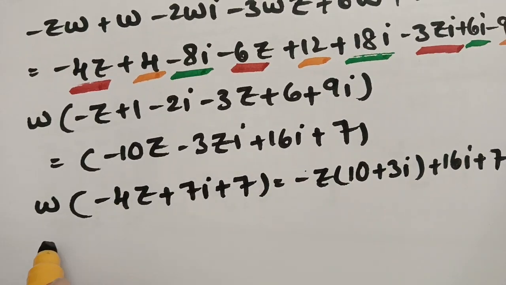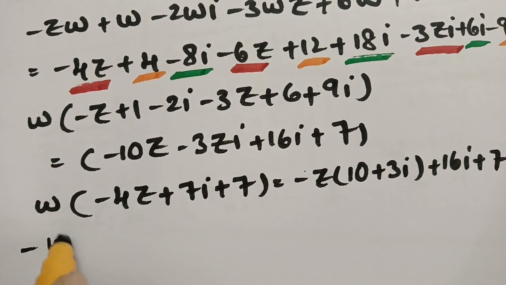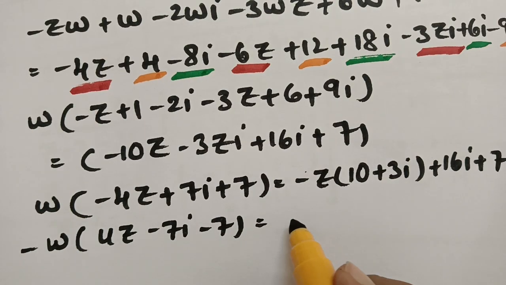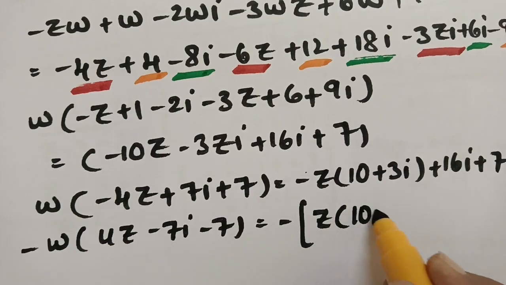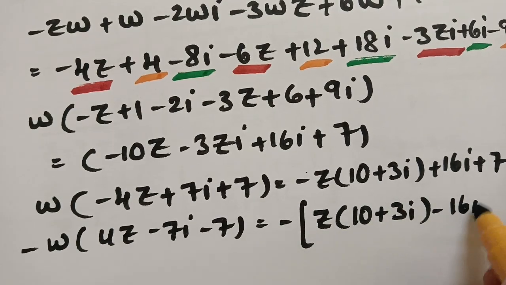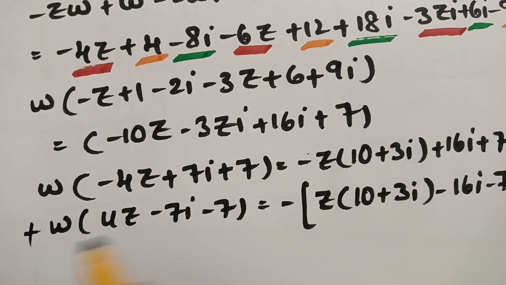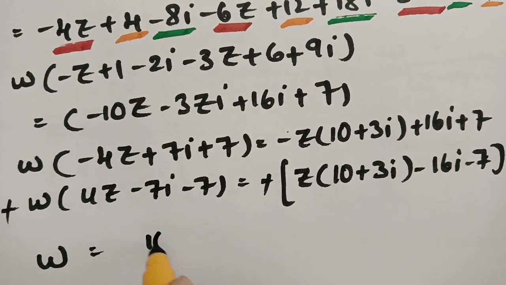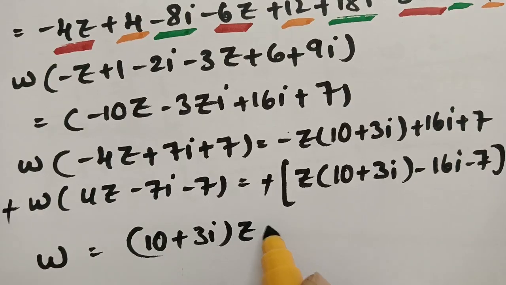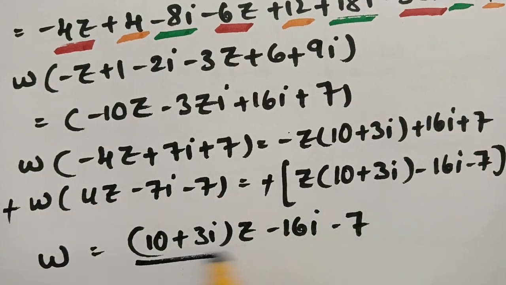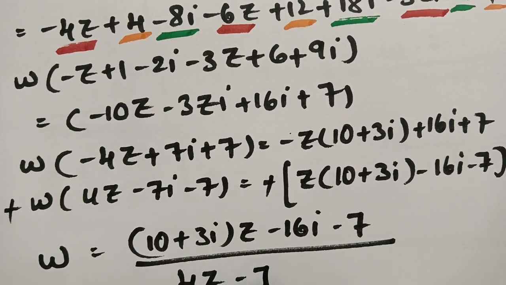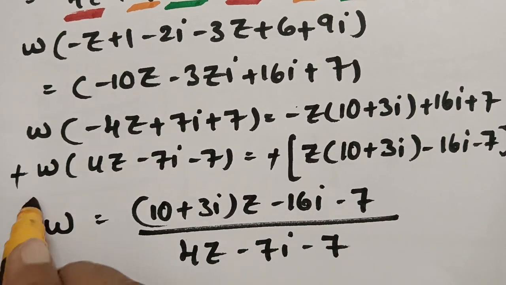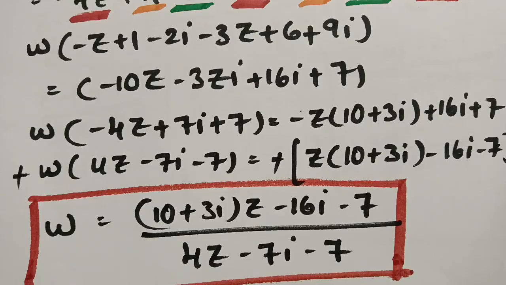If I take minus common from both sides and send to the other side, this will be 4z minus 7i minus 7, and this value, if I take minus common, will be z times of 10 plus 3i minus 16i minus 7 minus 7. So if I cancel this minus on both sides, w is going to become 10 plus 3i into z minus 16i minus 7 divided by 4z minus 7i minus 7. So this is our w value after substituting in the bilinear transformation formula.